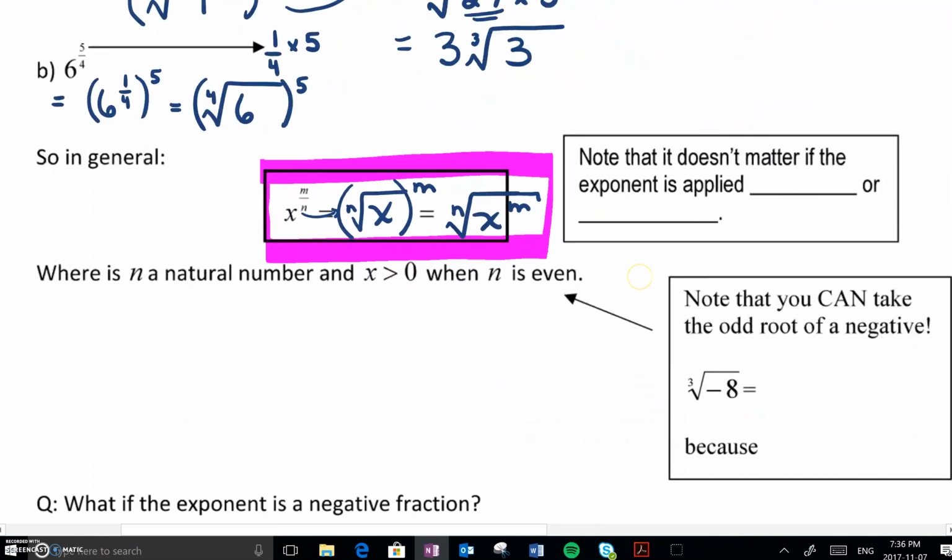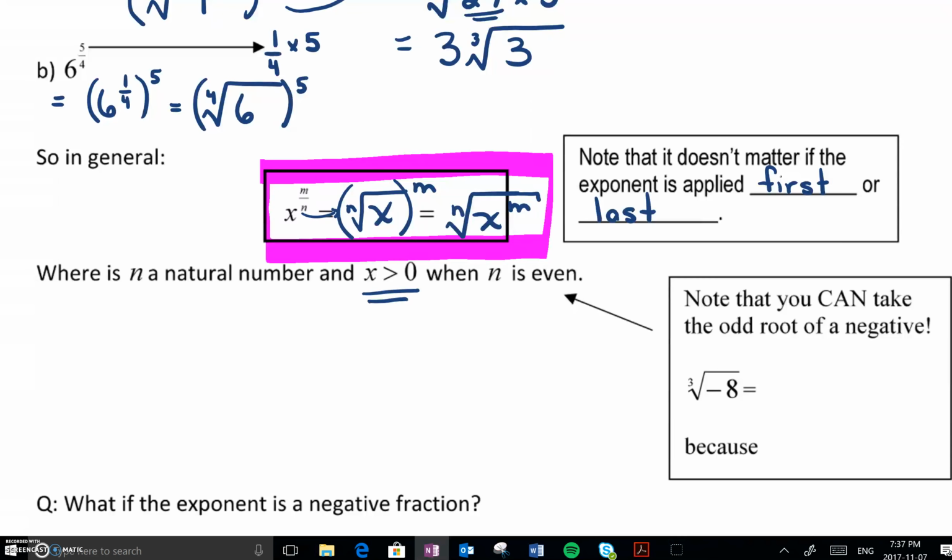So note that it doesn't matter if the exponent is applied first or last. Okay, it doesn't make a difference. Where n is a natural number and x is greater than 0, when n is even. So we can't have a negative square root, so that's why they're saying that x has to be bigger than 0. The minute your x is negative, that means you have a square root that's a negative, and that just doesn't make any sense.